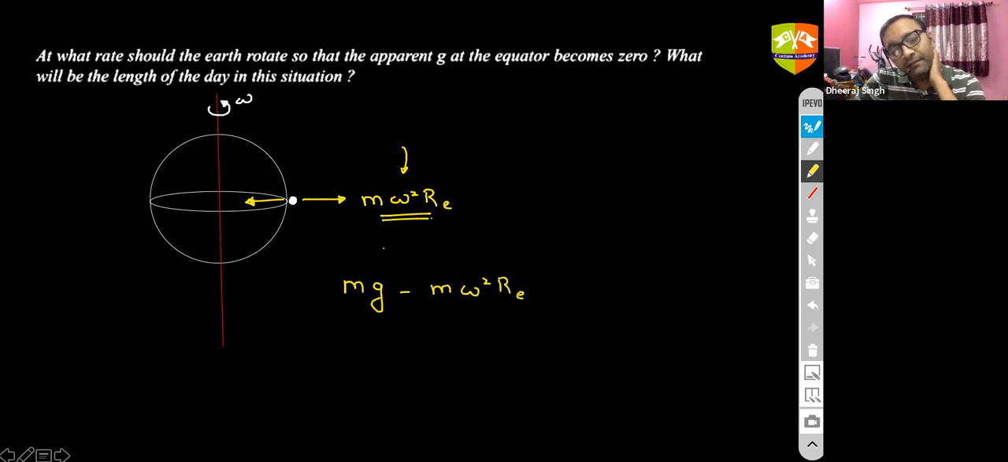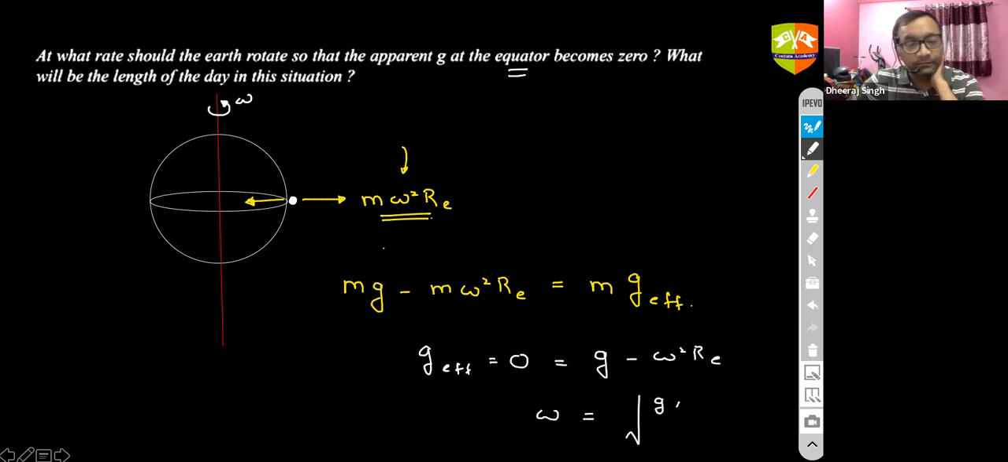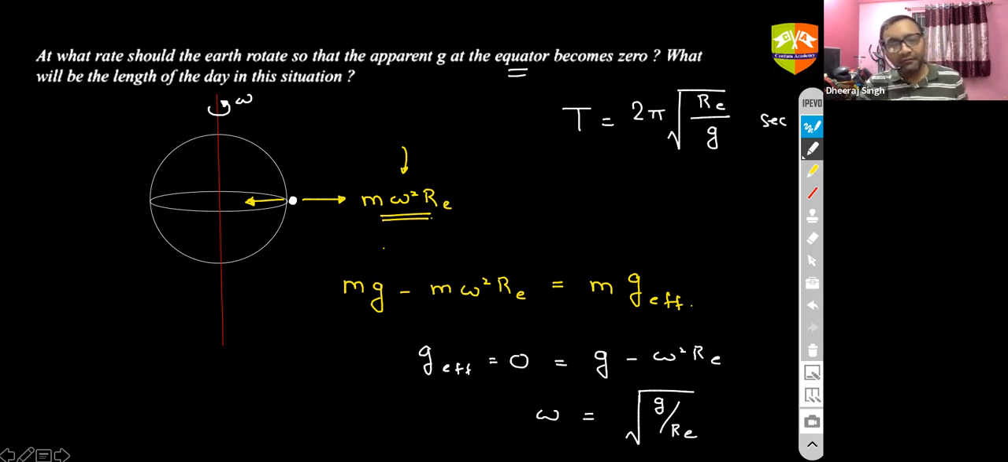This should be equal to mass times g effective at the equator. So g effective should become zero, which is g minus omega square R_e. So omega is root of g by R_e. This is omega. Okay. Now you can find out the length of the day. So time period would be 2 pi by omega, so 2 pi root of R_e by g. This many seconds. Okay. I think I have done some calculation couple of years before, and the time of rotation comes out to be about 1 hour something. So if Earth completes one day in 1 hour, then this will happen.